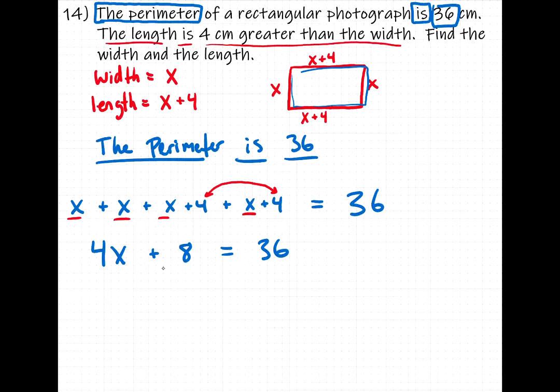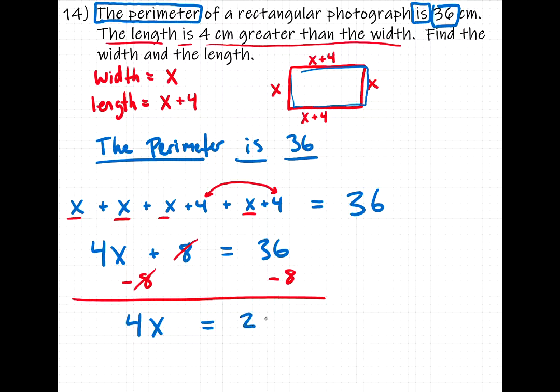So let's get rid of the plus 8. Opposite of a plus 8 is a minus 8. So let's do a minus 8 to both sides. So on the left, the plus 8 and the minus 8 cancel. So we're left with 4 times x. And on the right, we've got 36 minus 8. So 36 take away 8, we have 28.